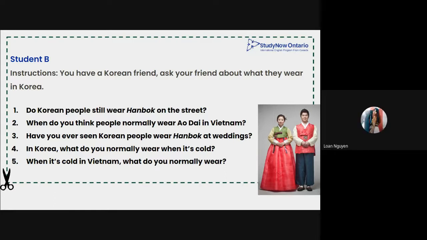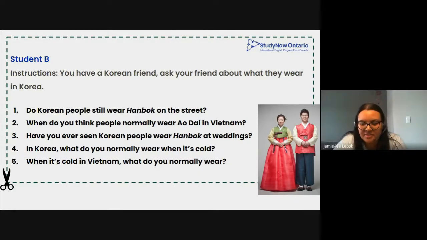When it's cold in Vietnam, what do you normally wear? I think winter and leather jacket. Yeah, thank you. Very good. Okay, you did very well.